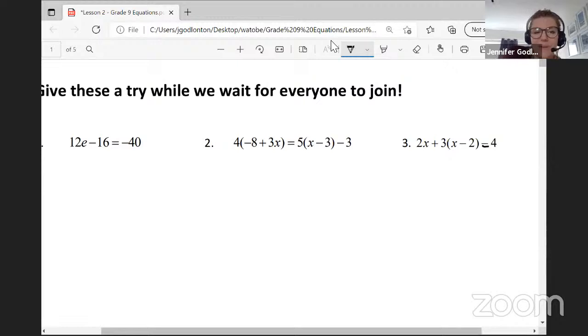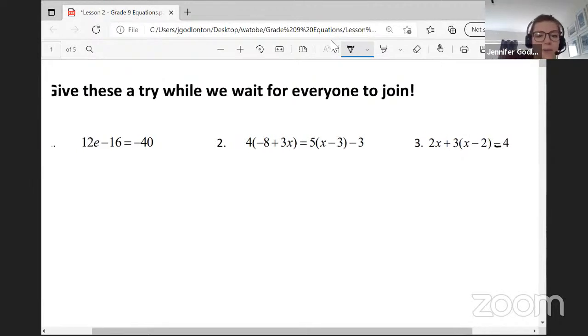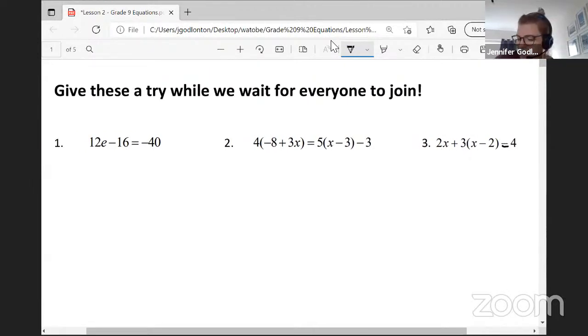Okay, we're going to give welcome to those of you who have just joined. We're going to give everyone a few more minutes to just get onto this chat. While you are waiting, if you could please give these 3 questions a try for me. So just some revision of the work we did in our last lesson, which is just grade 8 revision.